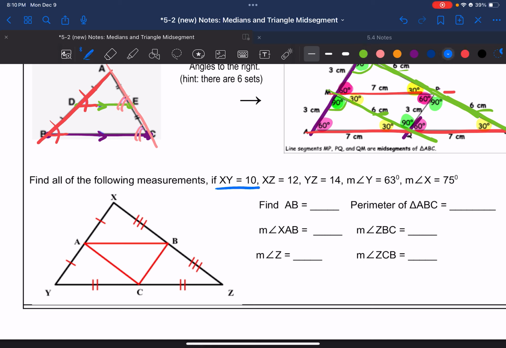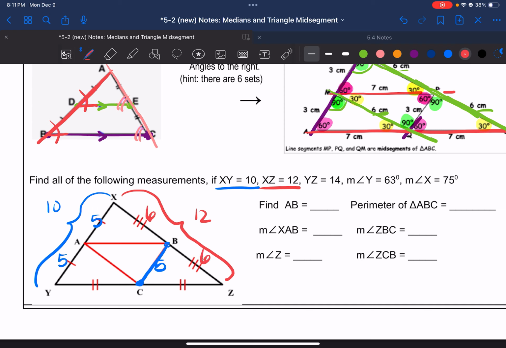We have x, y. X to y is 10. So this little side right here is 5. This side's 5. So that means B to C is also 5. If we know x to z is 12, so this portion and this portion is 6. So that means A to C is also 6. And then the last thing, if we know YZ is 14, Y to Z is 14. So we know 7 and 7, and we know this is also 7.